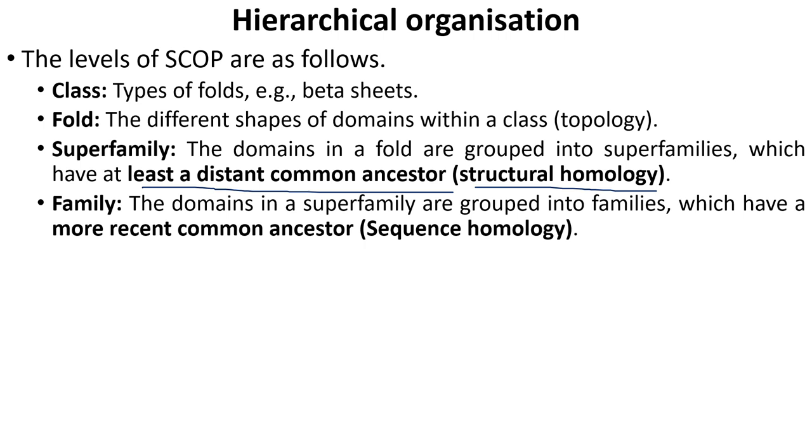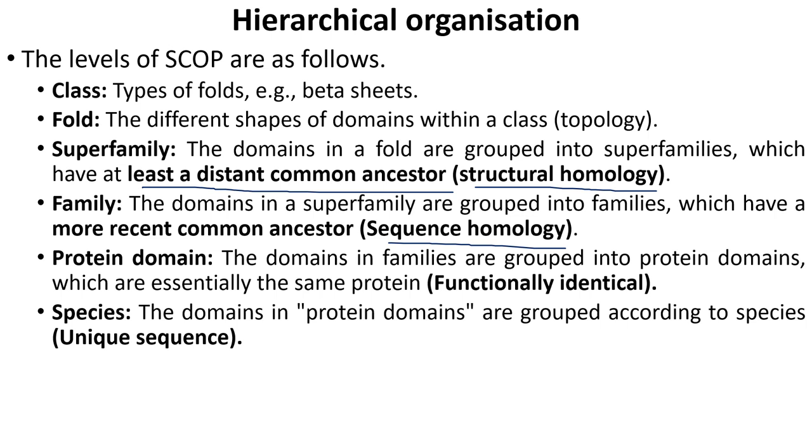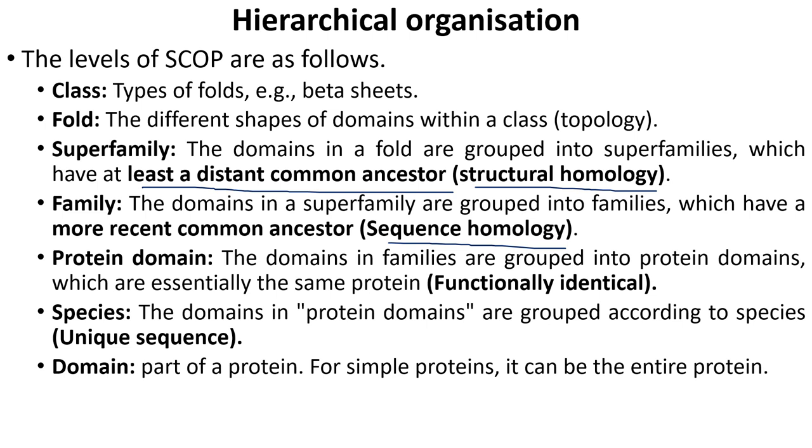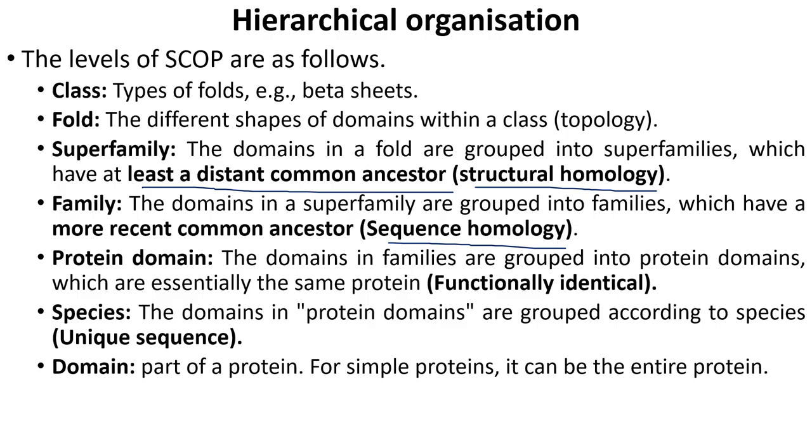Similarly, we have family, where we get information about the recent common ancestor, that is called sequence homology, meaning sequence similarity. Then we have protein domain, where normally we get information about functional identity or identical information. Unique sequences, we get information by the species. Domain, there we are talking about the part of a specific protein. It can be part of a protein or it can be the entire protein. Now these are the different hierarchies.